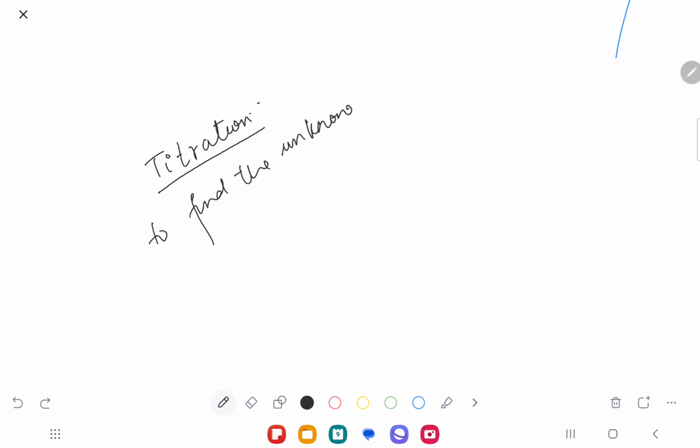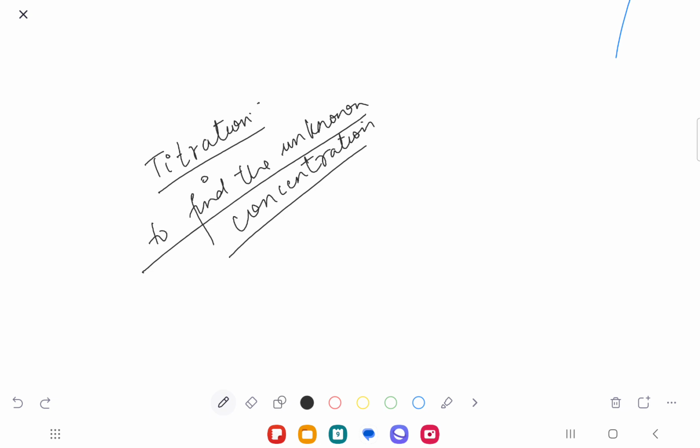Lots and lots of titrations, you understand. But titration basically means what? Titration basically means to find the unknown value, to find the unknown concentrations. That's what you understand by the term titration. You understand? So when I'm saying titration, it's very, very simple.